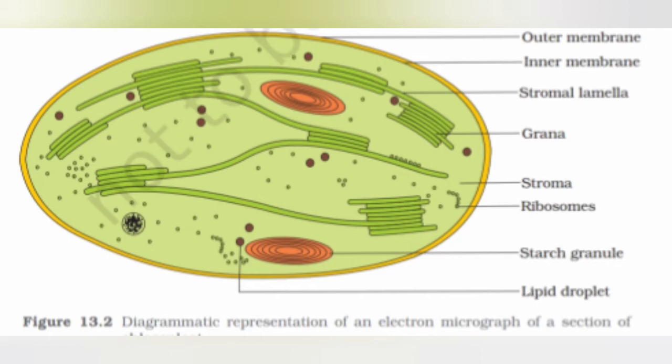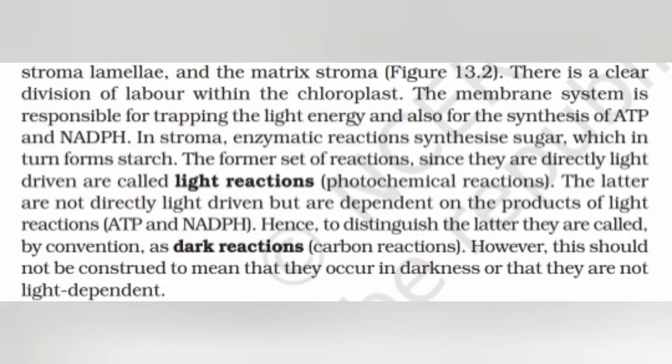Grana are attached to each other by stromal lamellae. Stroma is there, ribosomes are there, lipid droplets, starch granules. These are the things that are present inside the chloroplast. There is a clear-cut division of labor.